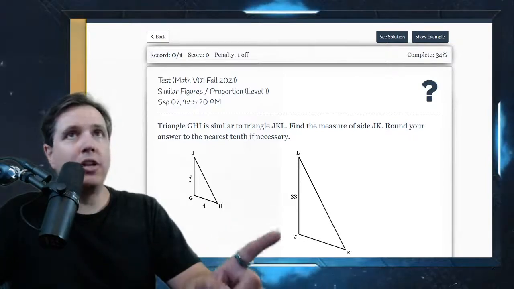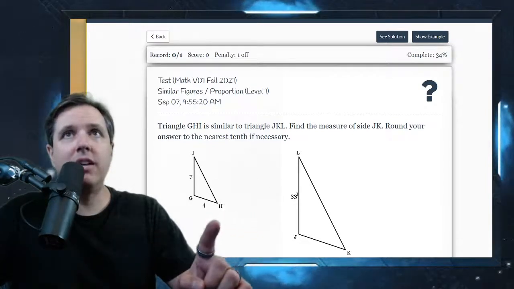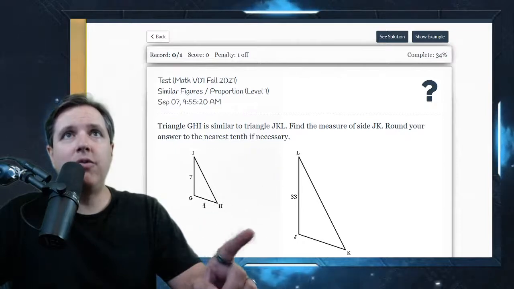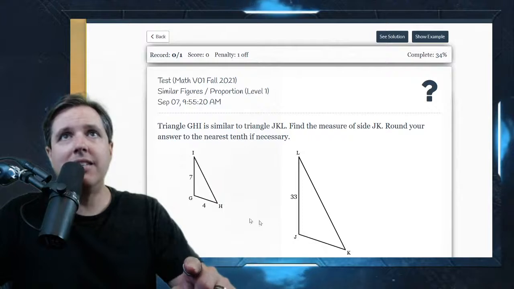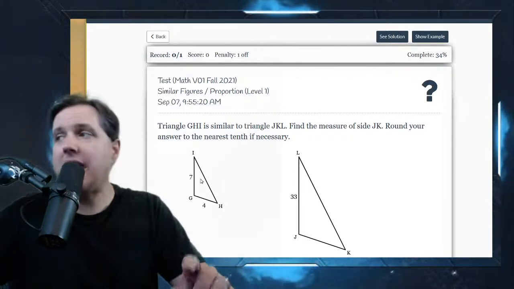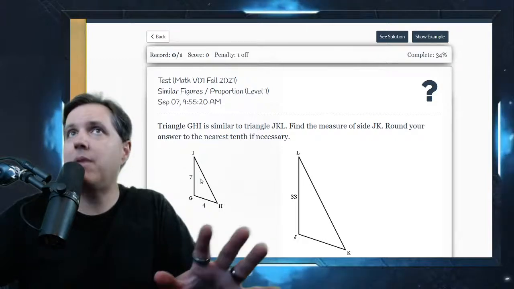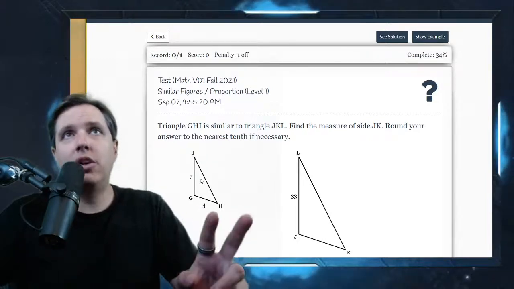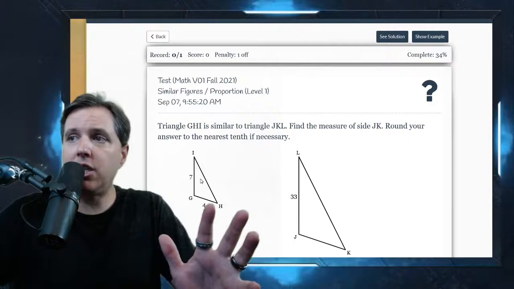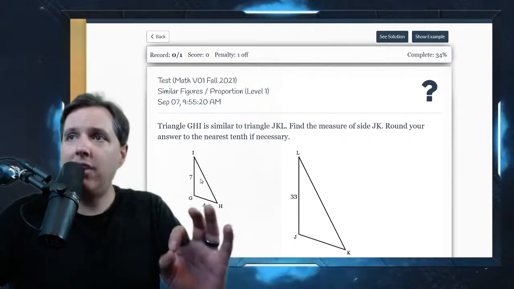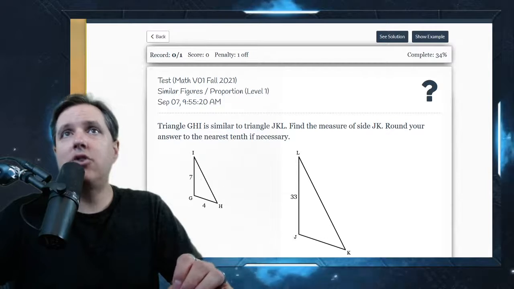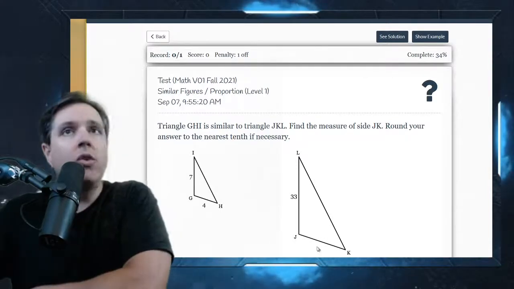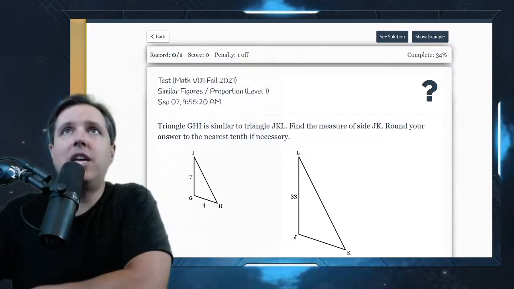What it's saying is the ratio from 7 to 33 is the same as the ratio of 4 to whatever this side is on the bottom. So if we compare the sides, the ratio of these bottom sides should be the ratio of these side sides. Okay, they match up. So what you're going to do is make that proportion that we've been seeing in class, where you have an equal sign, you have a fraction on both sides, and then you solve it. So we want to figure out this JK side, right?